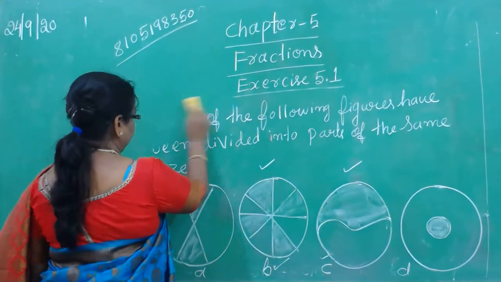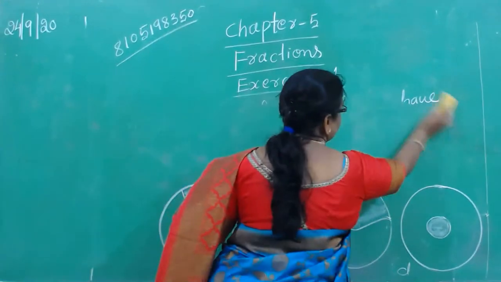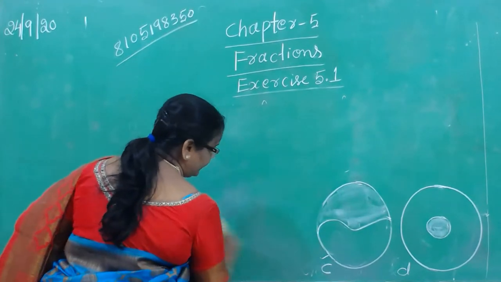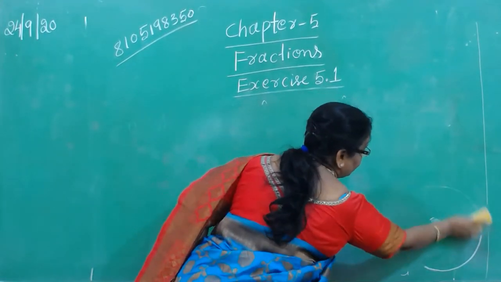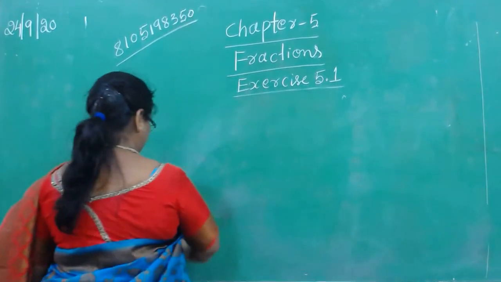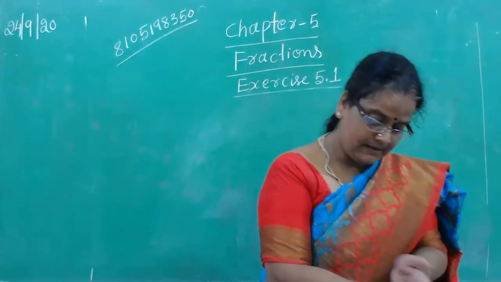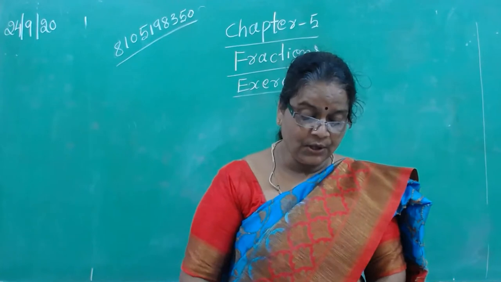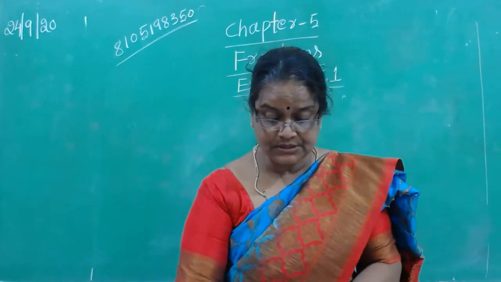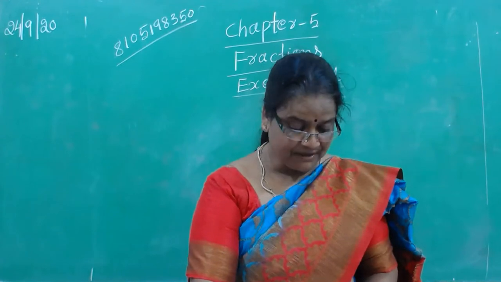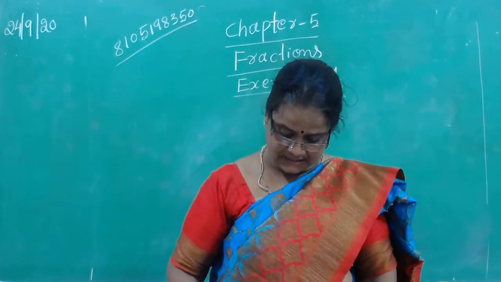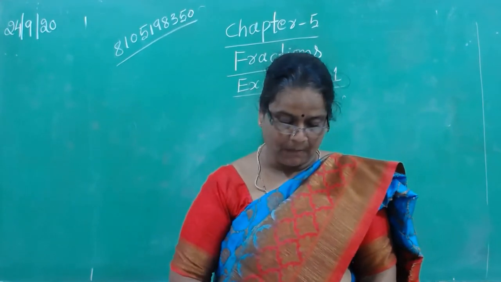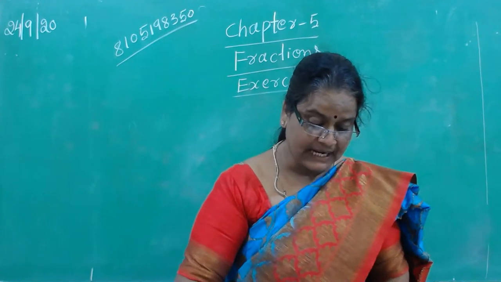Is it okay? Now the second one. Some figures, some diagrams are given. We have to divide the diagrams into given parts. Come on children, next one. Draw a line or lines. Second problem, I think you all have textbooks with you. Page number 56, once again I am telling, page number 56. I just finished page number 55, that is exercise 5.1, first problem. Now I am going to teach you the second problem.